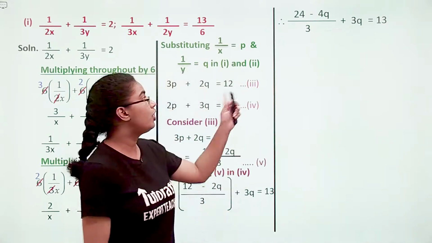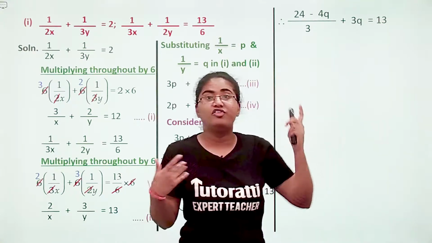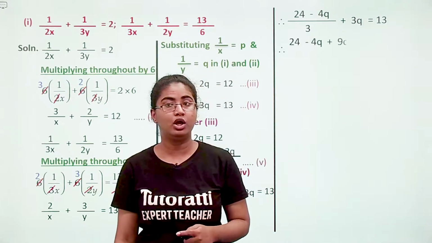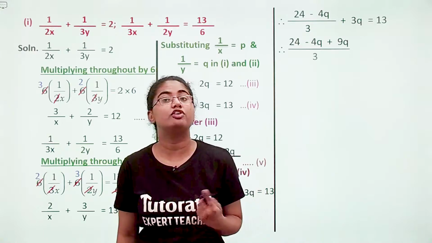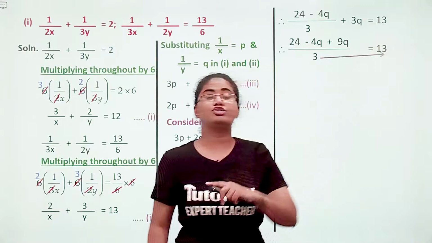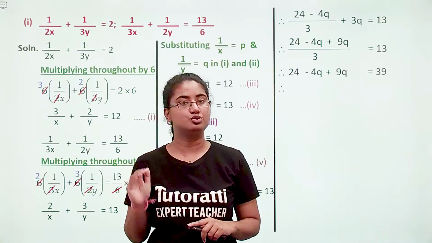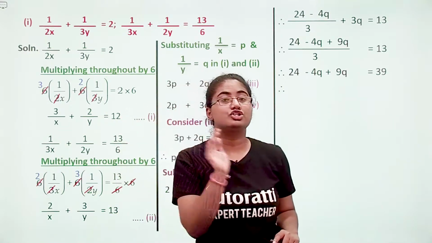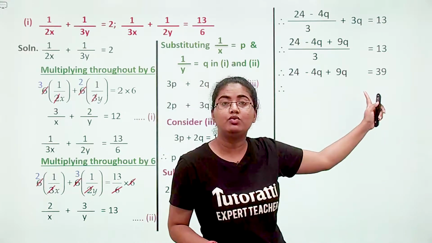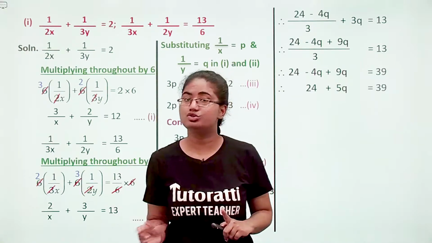Alright? 3 को इधर multiply करो. Remember we did it in the previous sums. Yes, we did this in the previous sum. So you'll have 24 minus 4Q plus 9Q upon 3, and denominator will remain, is equals to 13. ये उधर shift करो. Okay, so you'll have 24 minus 4Q plus 9Q is equals to 39. Constants on one side, variables on one side. Minus 4Q plus 9Q क्या आएगा? 5Q. So 24 plus 5Q is equals to 39.